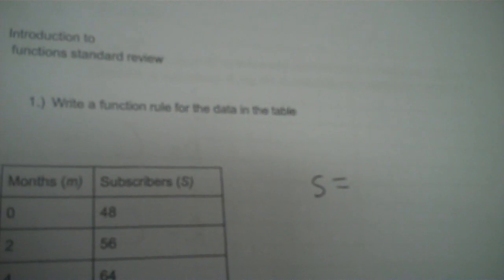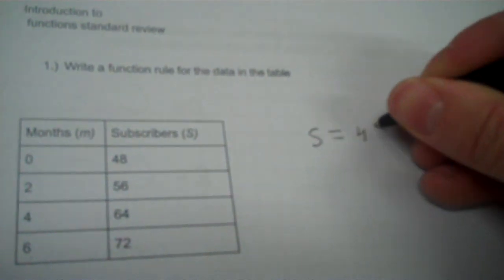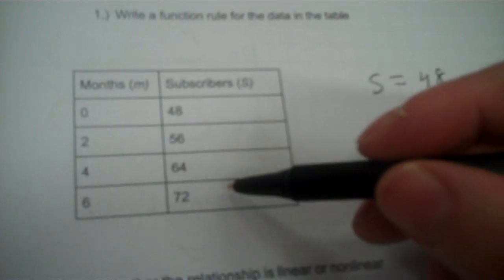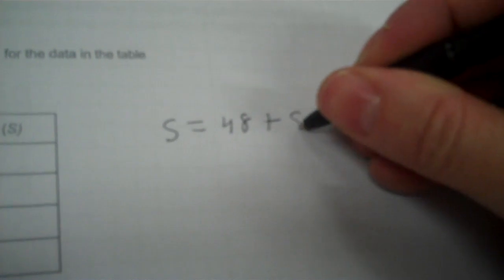It says write a function rule for the data in the table. So it says S equals. So first I pay attention to S. Where does S start at? 48. So we start with 48. From there, are you adding or subtracting? Looks to me like you're adding. What are you adding? Well, to find out what you're adding, start with your highest value and then subtract the next highest. 64 minus 56, I got 8. Then 56 minus 48, I got 8. I got 8 every time, so the number I'm adding is 8.